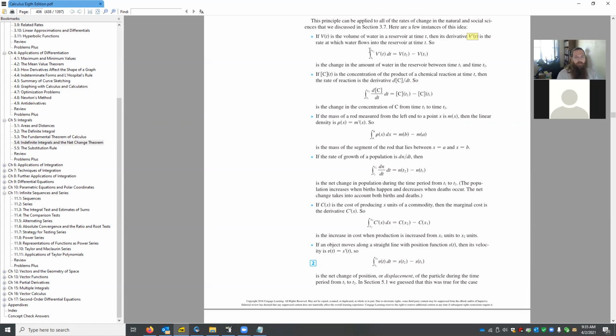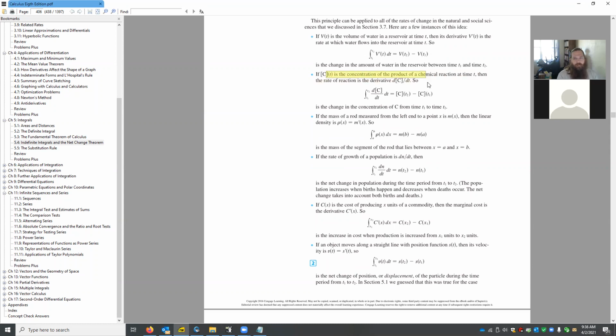And if you integrate V prime between two time values, you're going to get the net change in volume over that time interval. So it's going to tell you how much water you had at the start minus how much water you had at the end, or vice versa, giving you the change in the amount of water. So how much came in, how much went out.